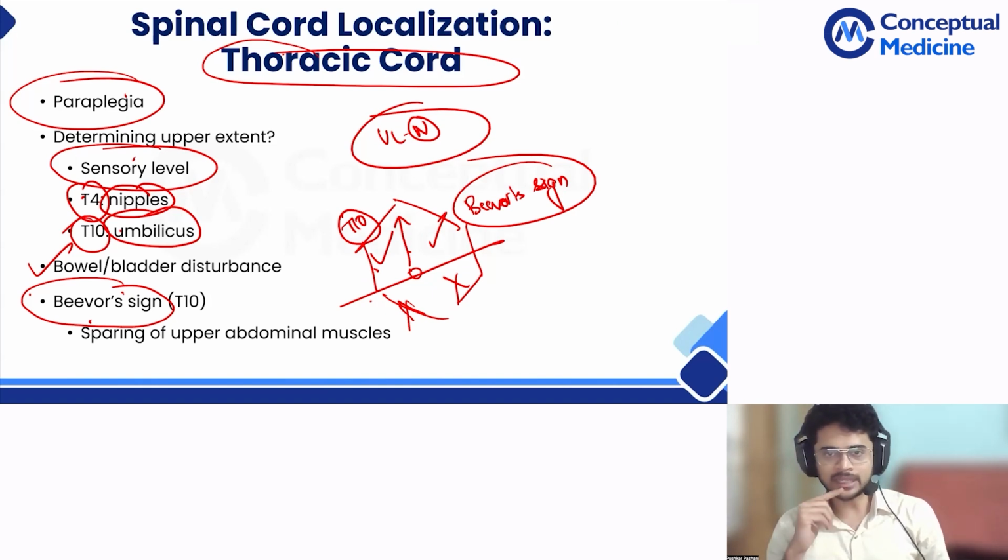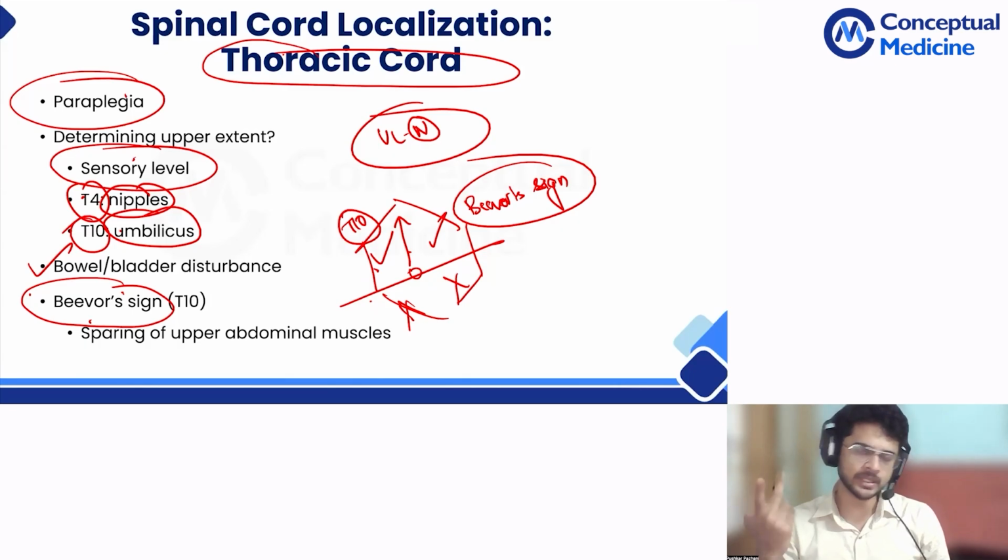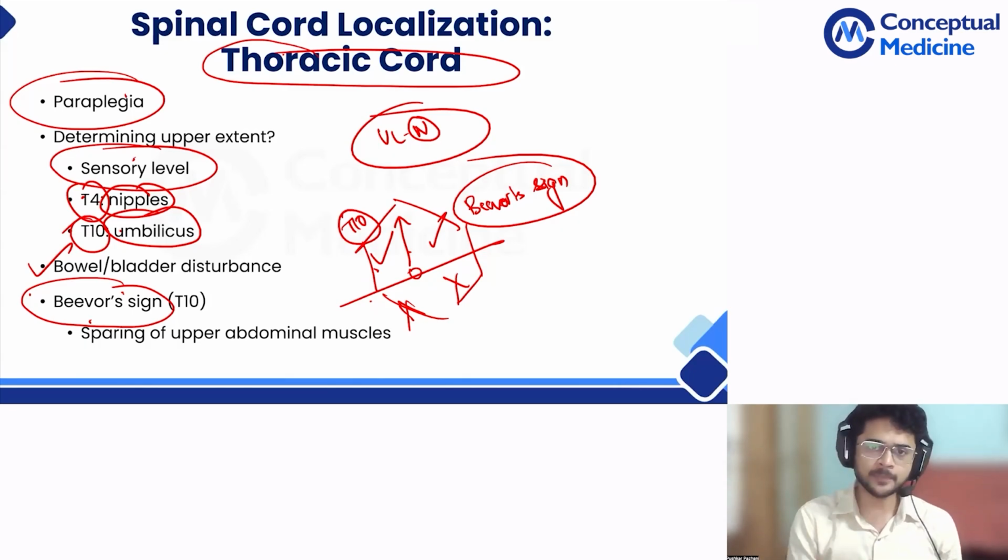So those who are attending it live, I'll put up the answer at the end of the class. Don't worry. You can tell me in which type of neuromuscular disorder, or I'll give you the clue, which muscular dystrophy do you get a Beevor's sign? This is a very popular viva question and a very famous MCQ question. In which muscular dystrophy do you get Beevor's sign?